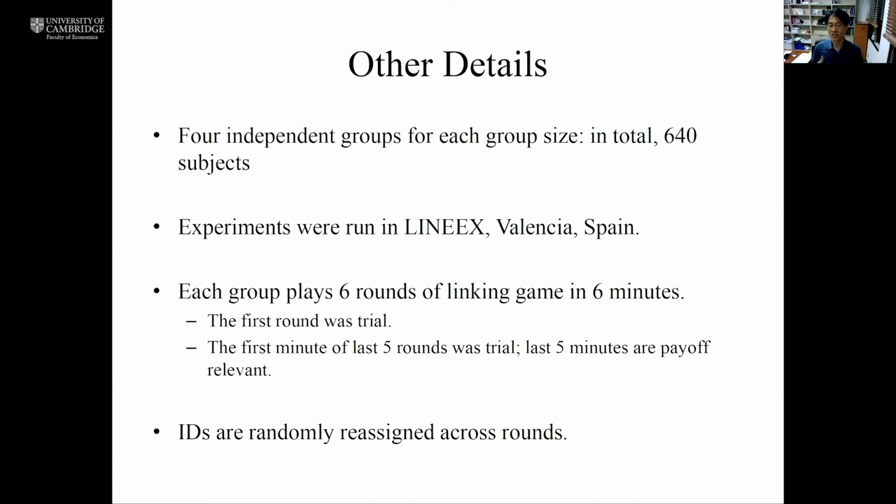When they played the 6 rounds of the game, we fixed the groups, so there might be some concerns about repeated games. We randomly reallocate the identity of the nodes in the network across different rounds so that we try to mitigate any concerns about repeated games. And in this first experiment, we have in total 640 subjects.